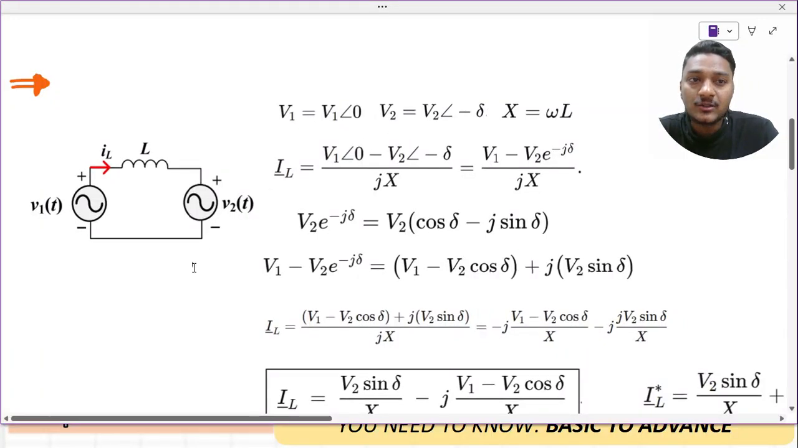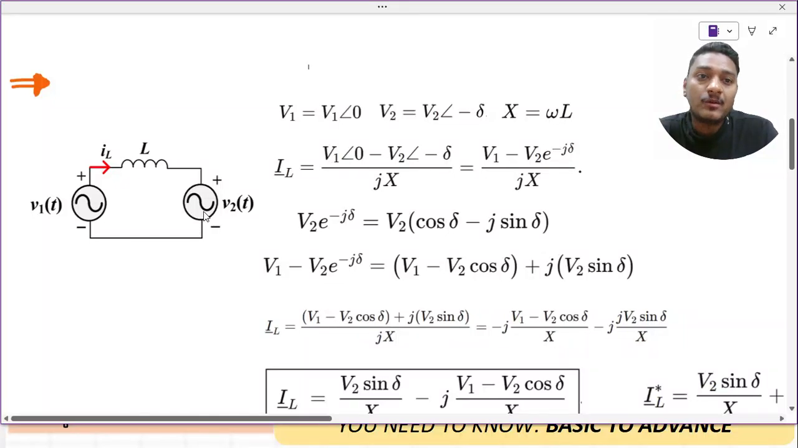So you learn this concept that in a transmission line, the power always flows from higher angle to lower angle. So this is angle 0 and this is angle minus delta. So how is the power going to flow? Power is going to flow from this particular V1 to V2. Even though both are sources, still power is flowing from V1 to V2.